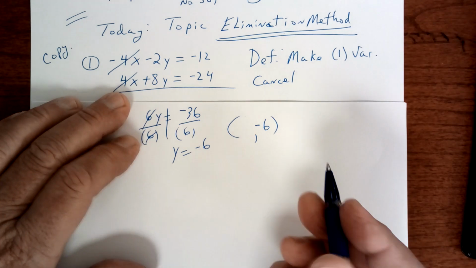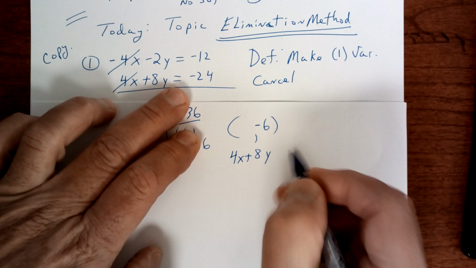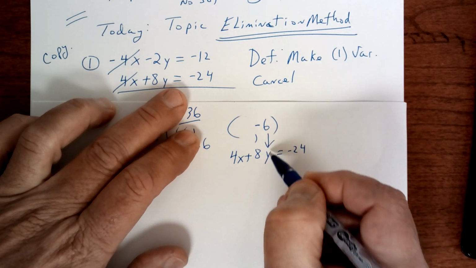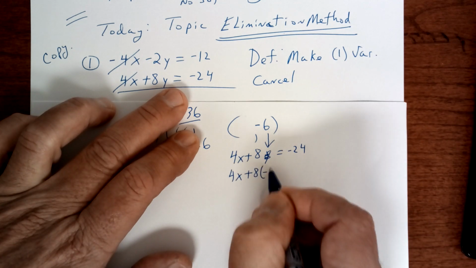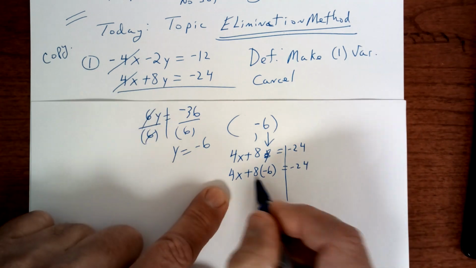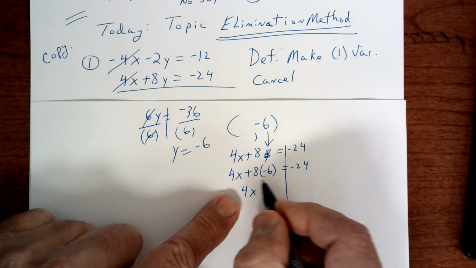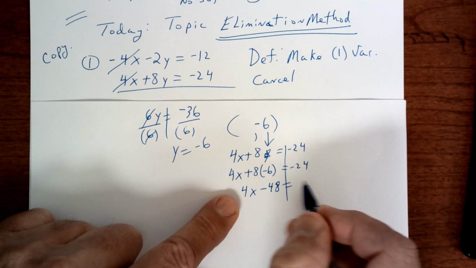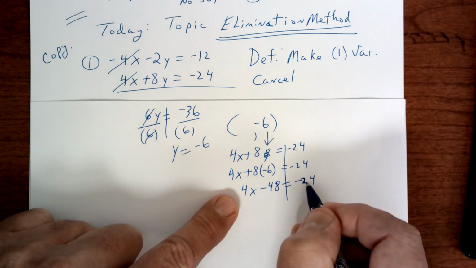So I'm going to say 4x plus 8 times y equals negative 24, and I'm going to substitute this in place of the y. So scratch that out. So I get 8 times negative 6 equals negative 24. And then what I'm going to do, 6 times 8 is 48. So I get 4x, and then this is going to be a negative 48. And then this is going to be negative 24.